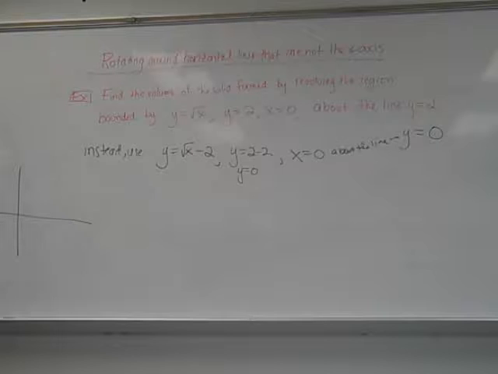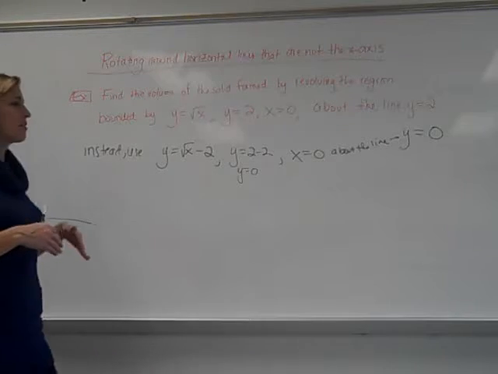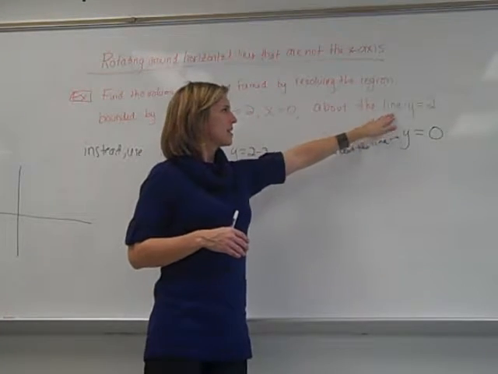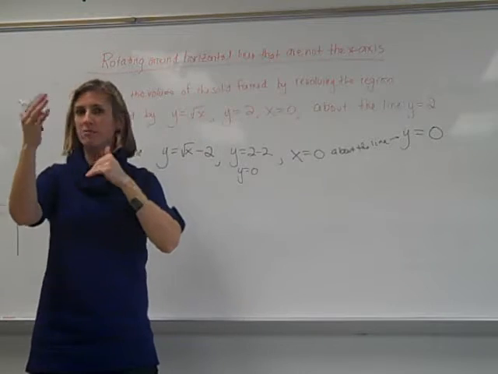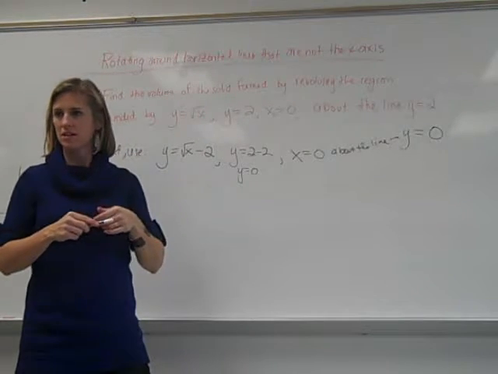The first year I taught this, I didn't have this idea, and I was really bad at it. Now that I do it this way, it seems very simple. So hopefully you guys will think that too. So again, all I did is whatever they want you to revolve it around, instead of y equals some other number, make it 0. What if it's not a horizontal line?